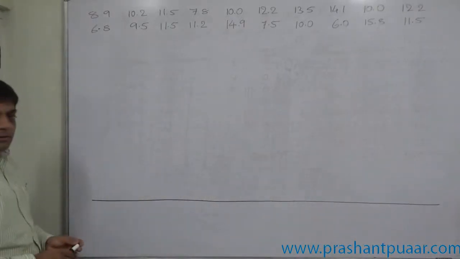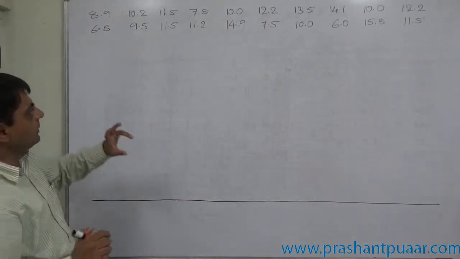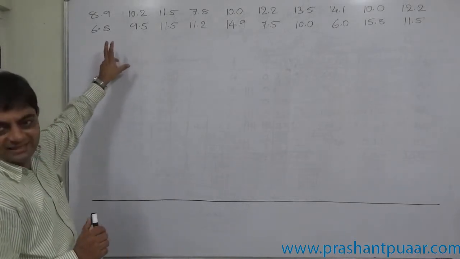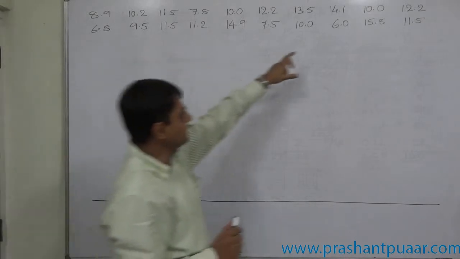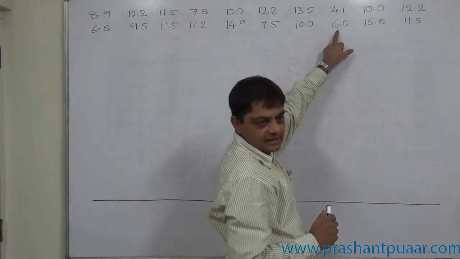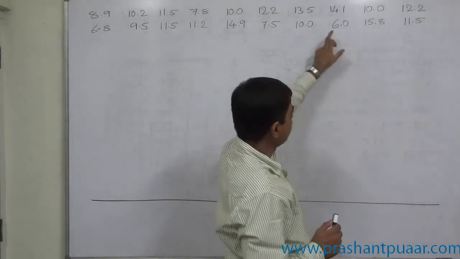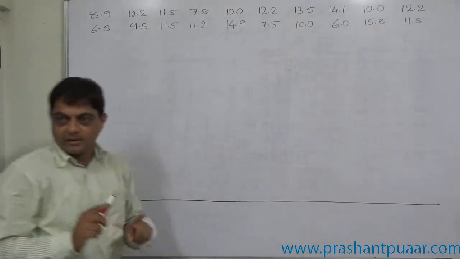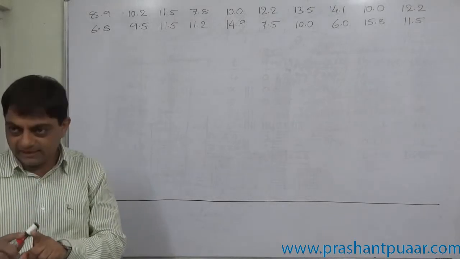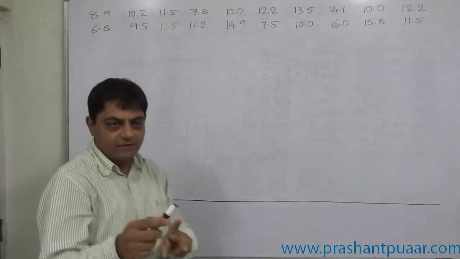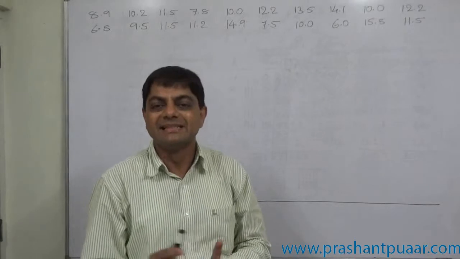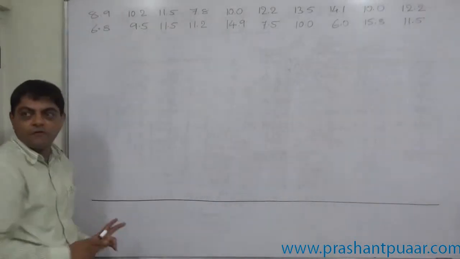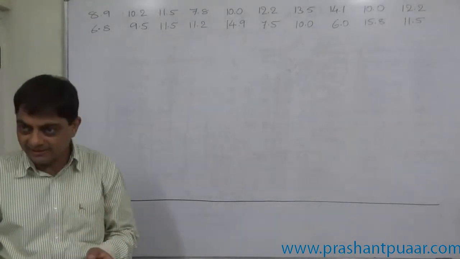Okay. Now first of all, we have to decide which is the lowest value in this data. It is 6, which is an integer fortunately. And what is the highest value? It is 15.8. The next integer after 15.8 is 16. So the range of our horizontal axis will be from 6 to 16.